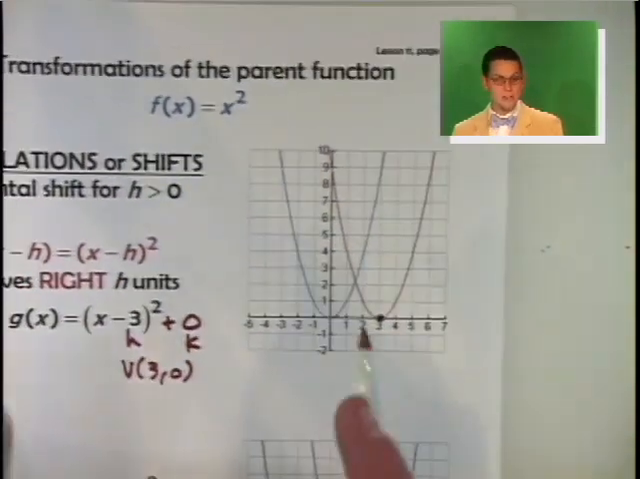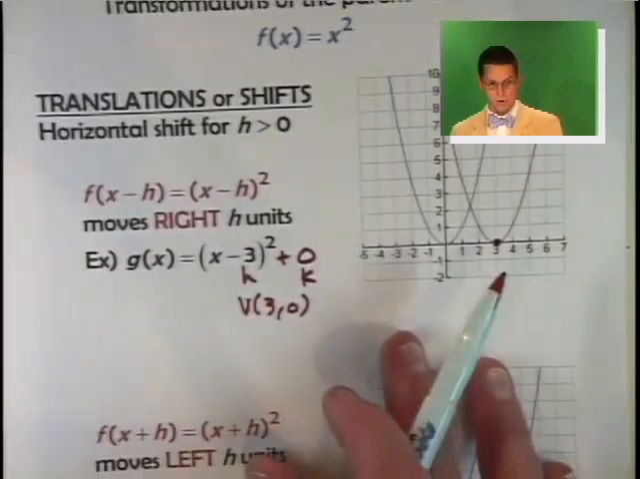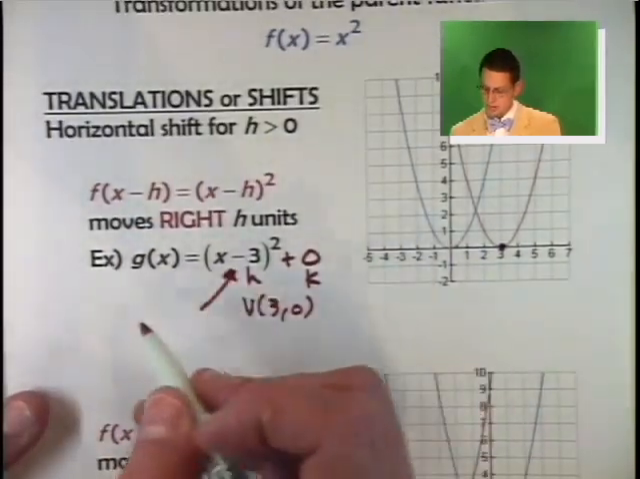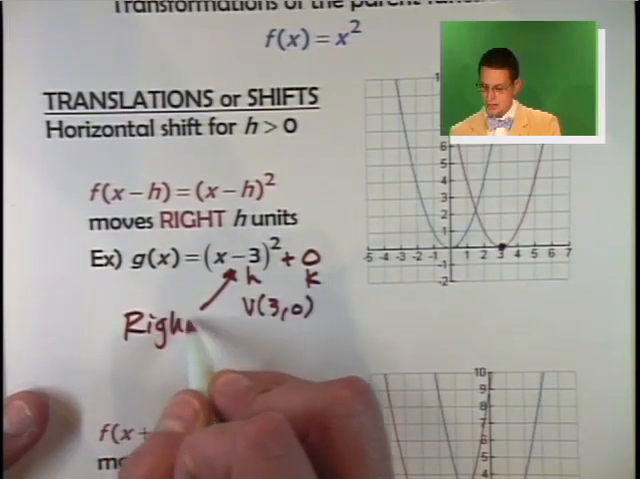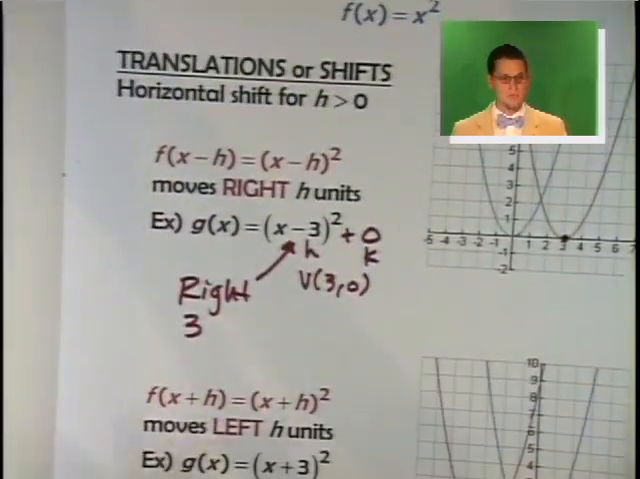Okay, so what I've essentially done is I've taken my x squared graph and I moved it to the right 3 units. So this takes the graph and moves it right 3 units. Nothing else, okay, just a shift to the right.